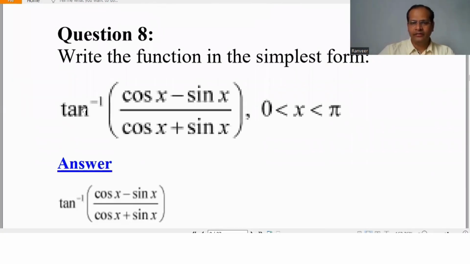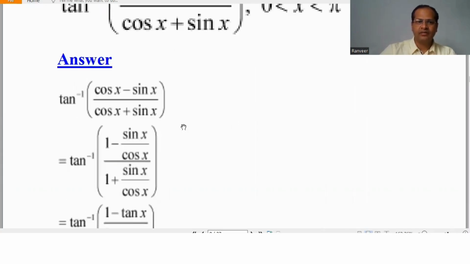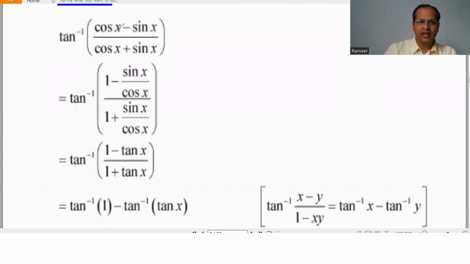All of these are very, very important, because the same question comes in differentiation. So get command on this type of problem. Write the function in the simplest form: tan inverse of cos x minus sin x by cos x plus sin x. In this type of question, first of all, we have to divide by cos x in the numerator and denominator. So this becomes 1 minus tan x by 1 plus tan x.